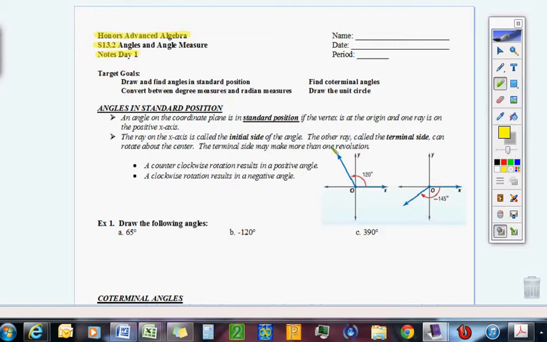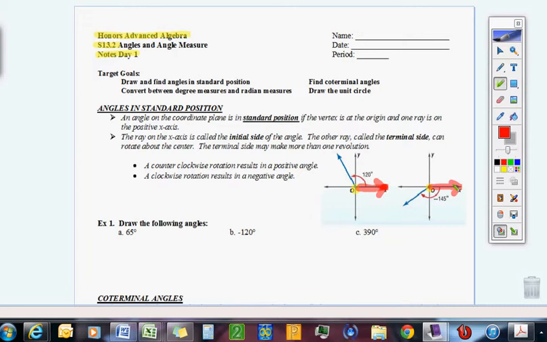So let's take a look at these angles here. We call these angles in standard position because they have a vertex that is at the origin. So the first thing is to notice that their vertex is at the origin. The next thing to note is that they have an initial ray. Now to me, initial means start. Does initial mean start to you? So this ray is where the angle starts. There's an initial ray always along the positive x-axis.